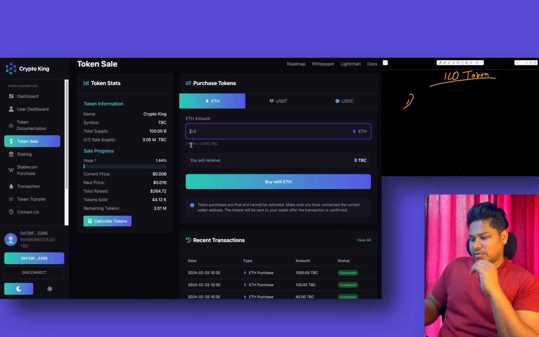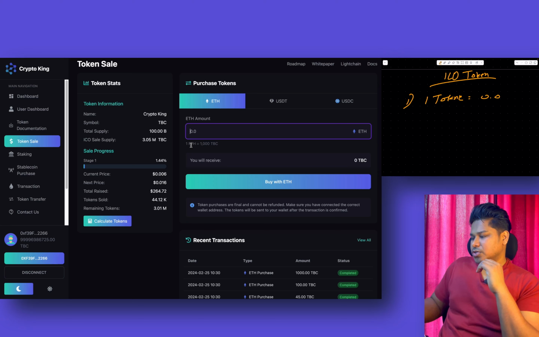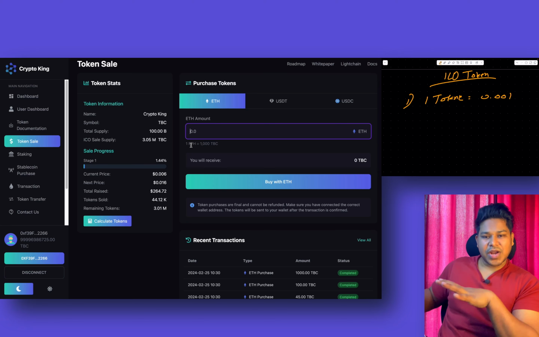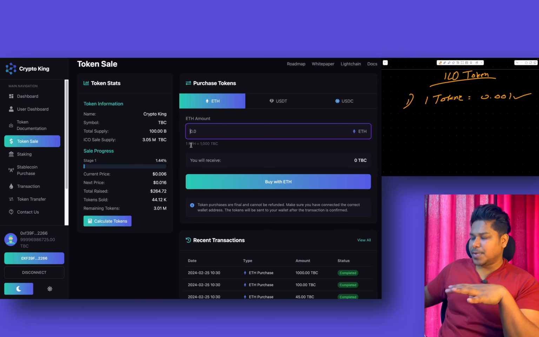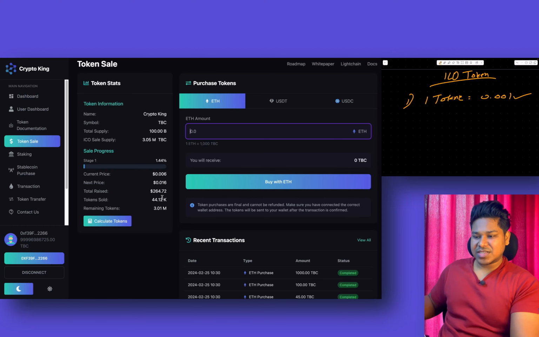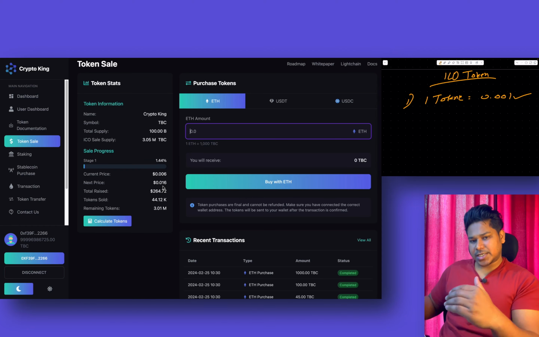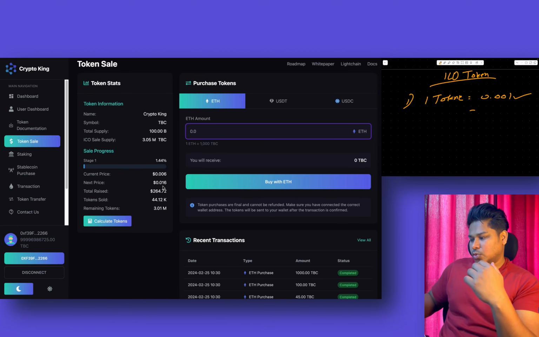So let me drag it down. One token is going to cost 0.001 ETH. This is the price we have set, but you can update this price to any price. Like we have this next stage pricing. So in the next stage, after 6 months of launch, if you want to go to the next pricing, you can simply go and update it to the next stage pricing.